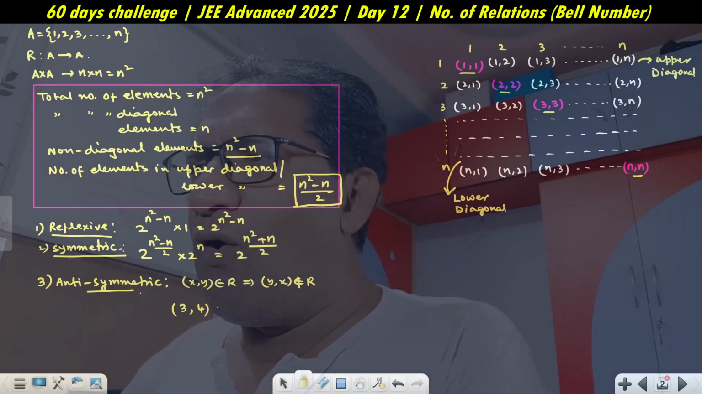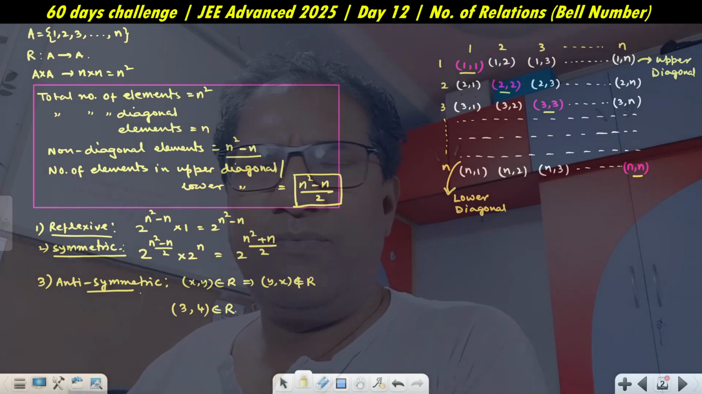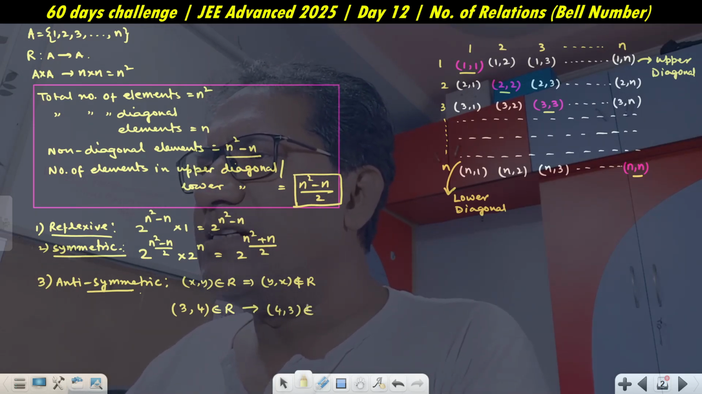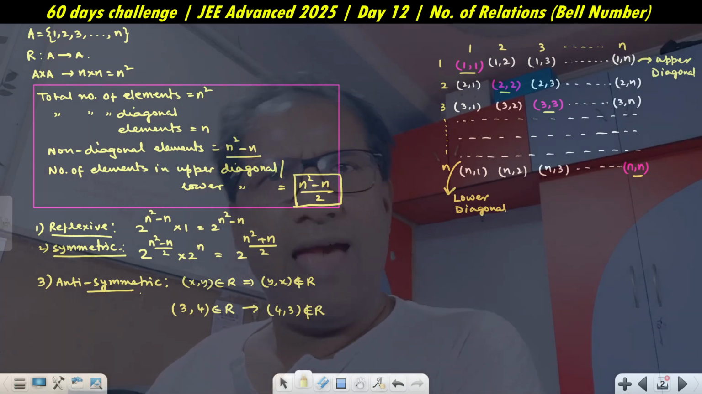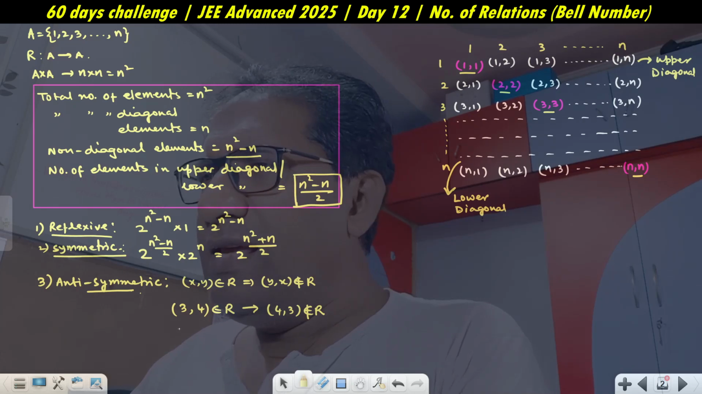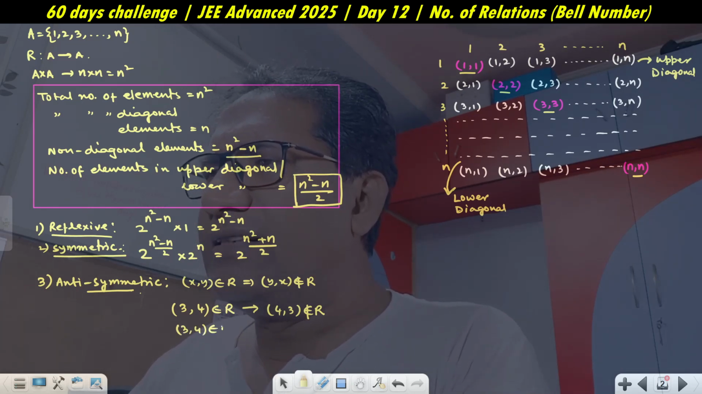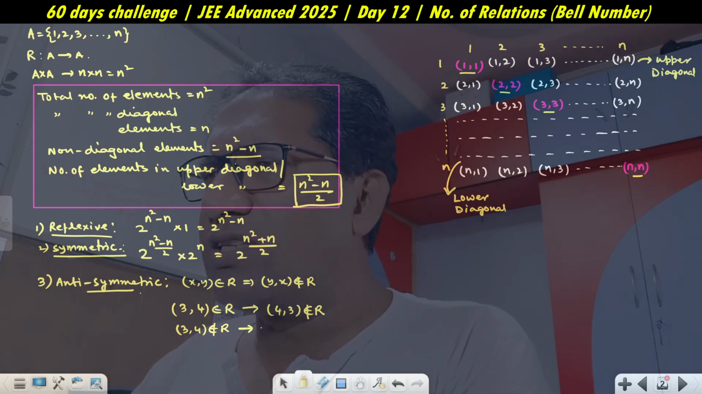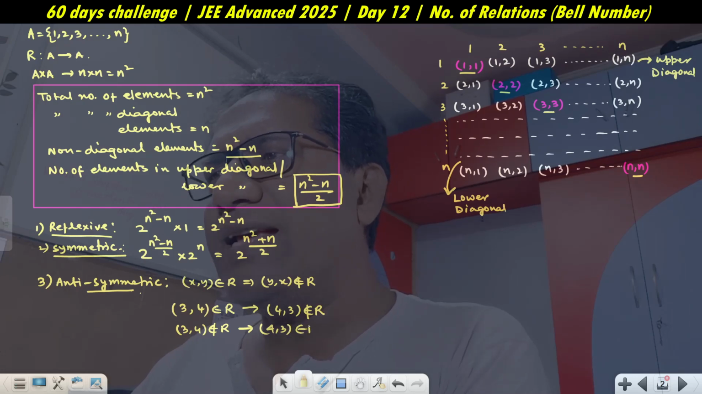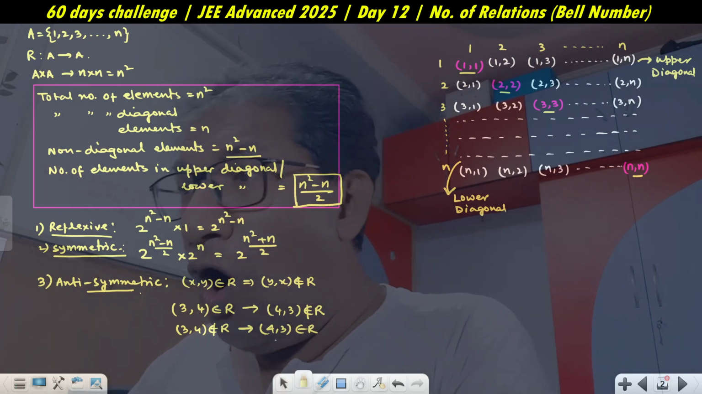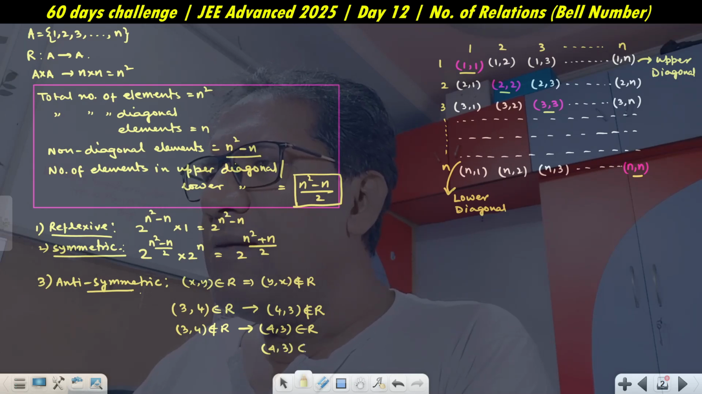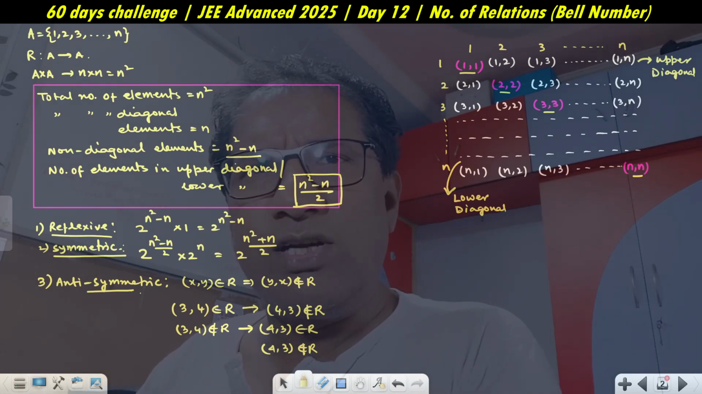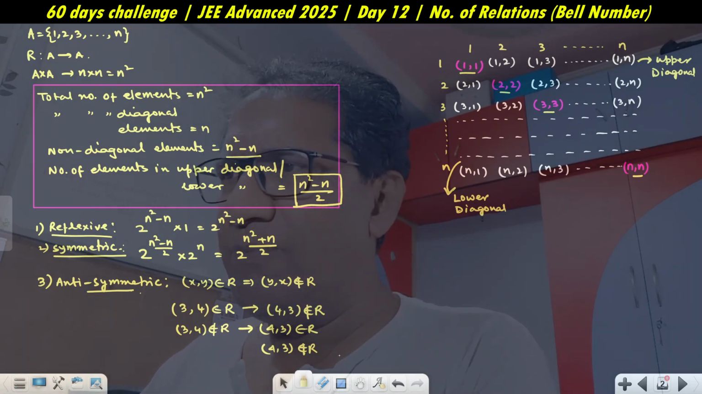If (3, 4) is present in my relation, that ensures that (4, 3) does not belong to R. Am I correct? Now, if (3, 4) does not belong to R, that ensures that (4, 3) can be in R, or (4, 3) may not be in R. In both cases, the anti-symmetric relation condition will be satisfied.